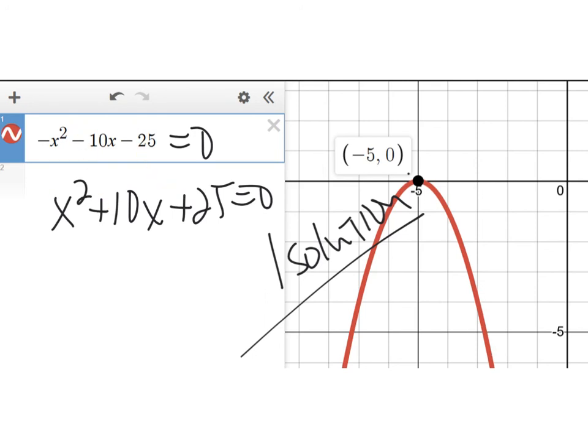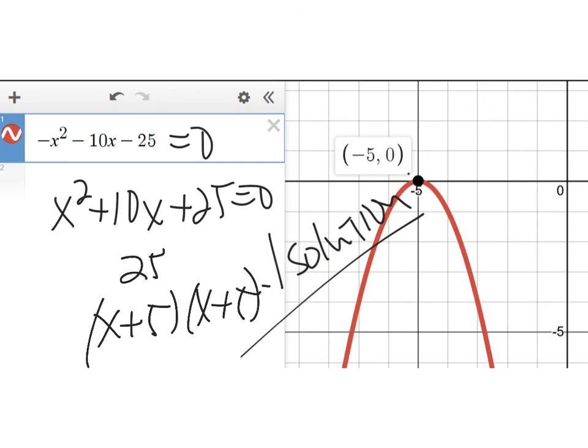So how does that factor? Well, I'm hoping you got enough work under your belt here. What multiplies to give me, let's see, 1 times 25 is 25. What are the factors of 25 that add to 10? Well, I hope you see 5 and 5, right? So x plus 5 times x plus 5 equals 0. So there's only one solution here, -5, because they both have it.